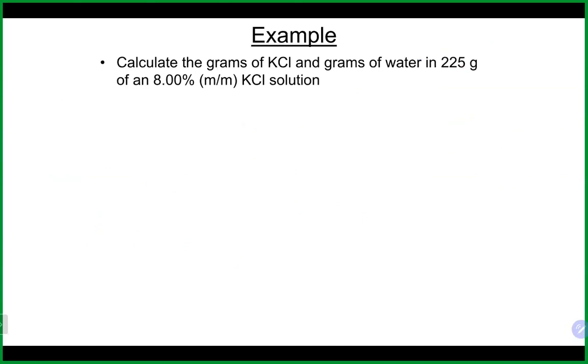All right, let's try one more here. Calculate the grams of KCl and the grams of water in 225 grams of an 8% by mass solution of potassium chloride. How many grams of potassium chloride, and obviously how many grams of water, would be needed to make this solution?